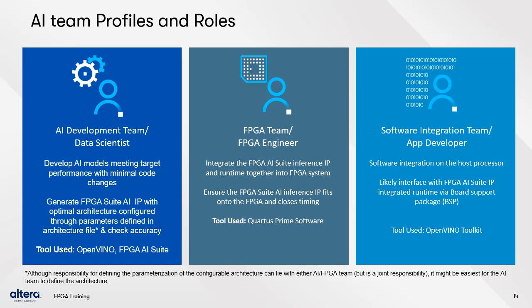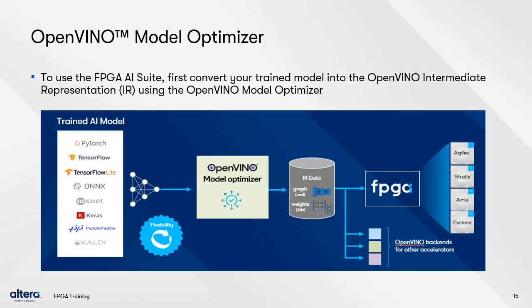Bridging this gap between the world of the data scientist and the world of the FPGA designer is not an easy thing, and this is especially true if there are going to be multiple iterations where we might have to go back and refine the AI model based on the findings of FPGA design and deployment. So, this is exactly the problem that the FPGA AI Suite is designed to solve. To use the FPGA AI Suite, first convert your trained model into the OpenVINO intermediate representation known as the IR model.